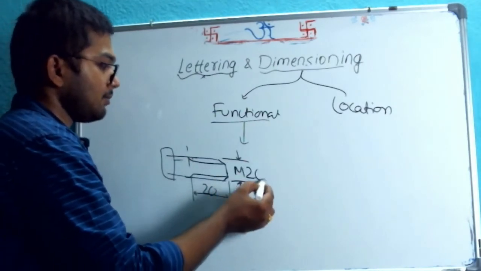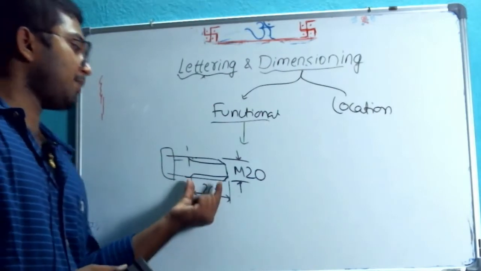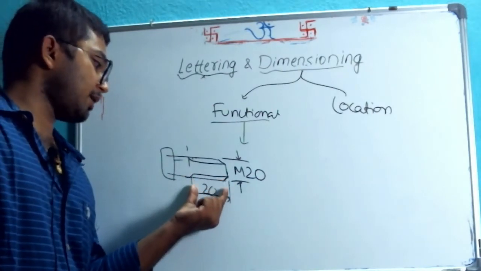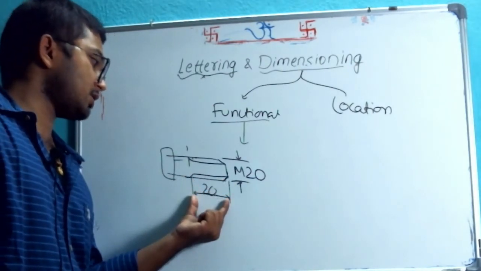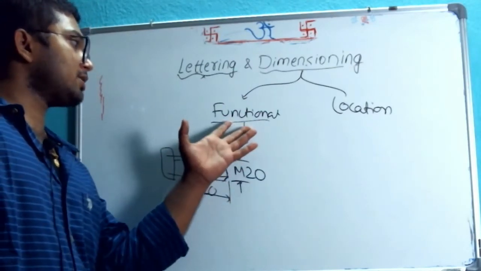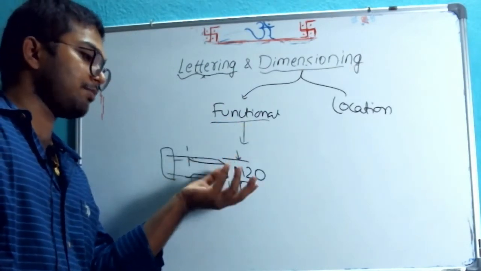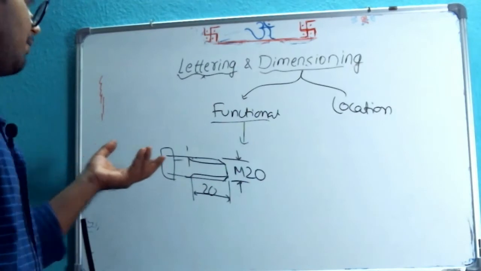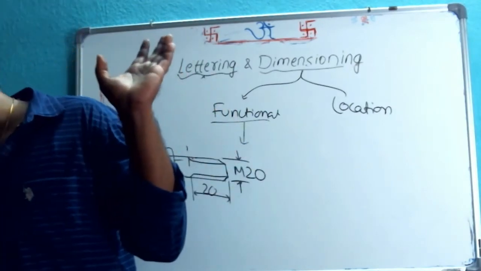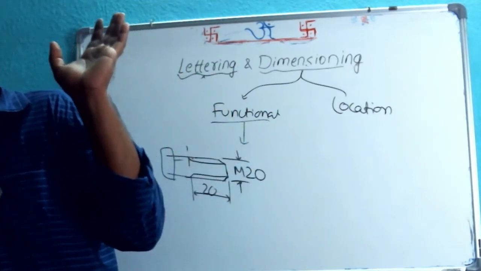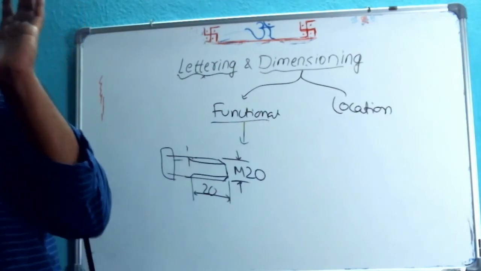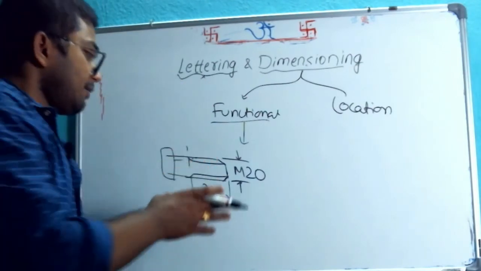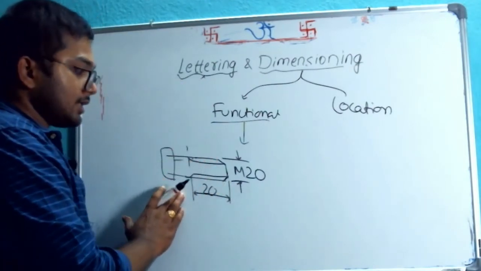At the same time, I am telling this as well. This part up to here, threading is done. So this dimension is called a functional dimension. I mean that particular dimension which is representing the functioning part of the body or functioning part of the diagram. When I have drawn this, I will explain this as well.